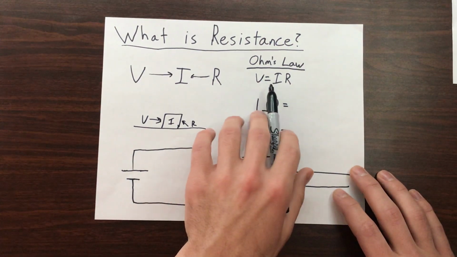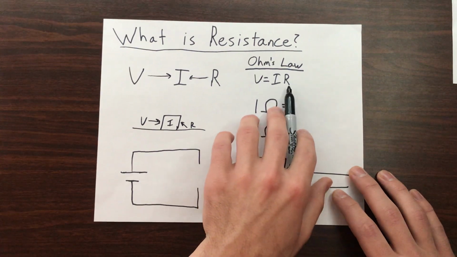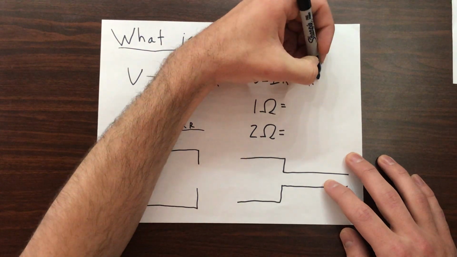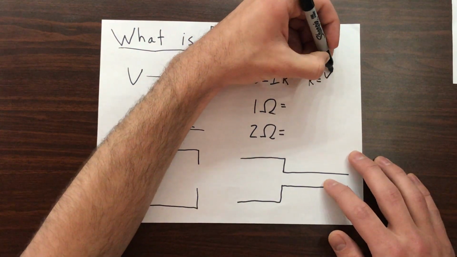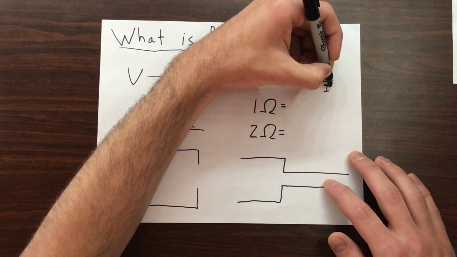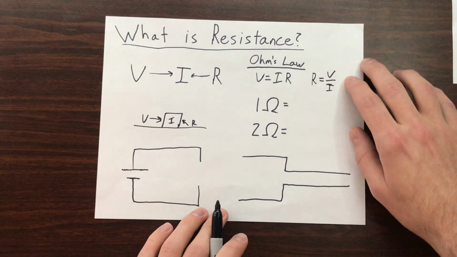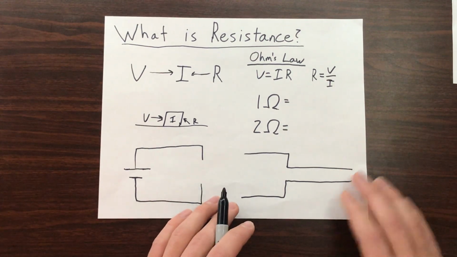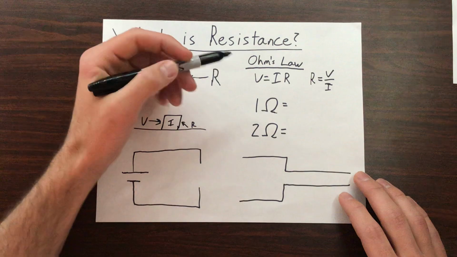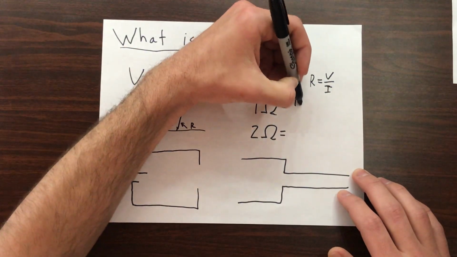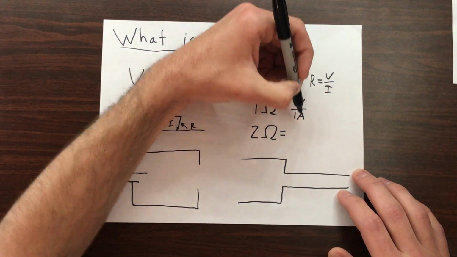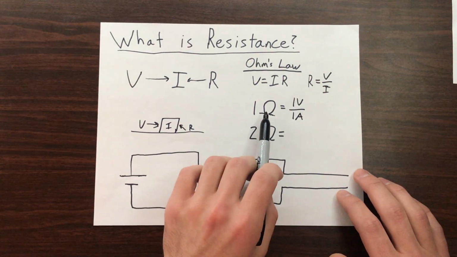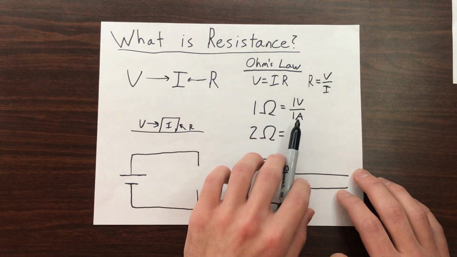If we think about it in terms of Ohm's law, voltage is equal to current times resistance. If you flip that around, resistance is equal to voltage over current, or the voltage needed per a specific current. So if we use numbers, 1 ohm equals 1 volt over 1 amp. Ohm is the unit for resistance and amp is the unit for current. So 1 ohm means you need 1 volt to push 1 amp.